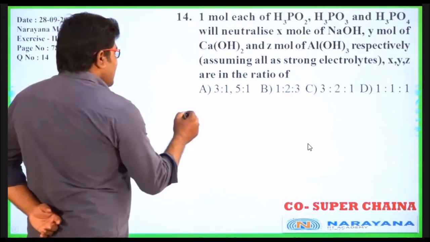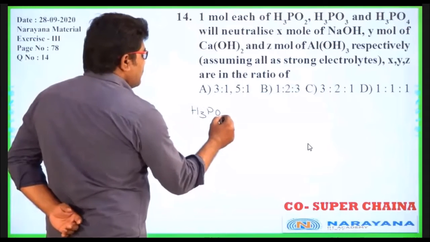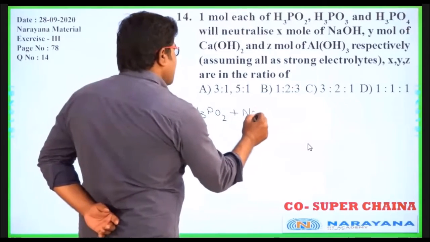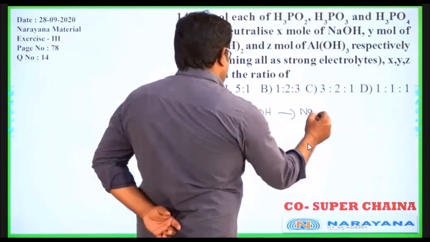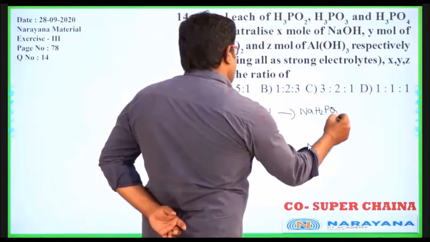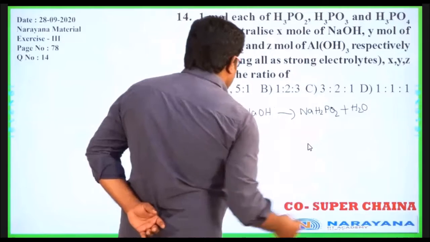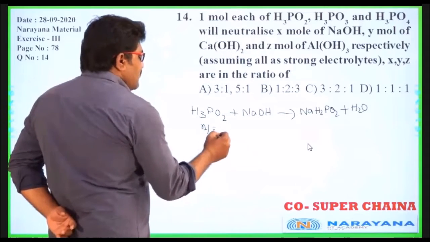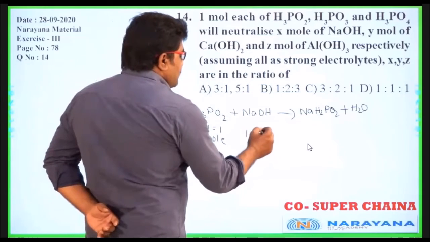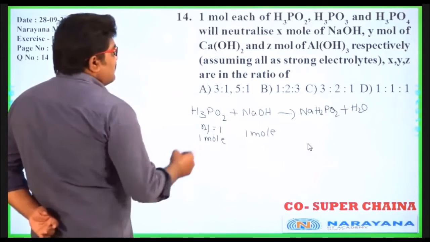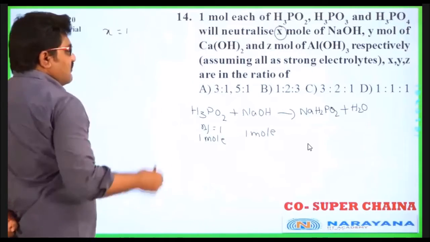Okay, so as we know, here H3PO4 N factor is... H3PO2 when treated with NaOH, it can form NaH2PO2 plus water. Okay, so here the N factor is equal to only 1. So 1 mole of it requires 1 mole of NaOH. Okay, so as he has given X moles of NaOH, I am writing here X is equal to 1.